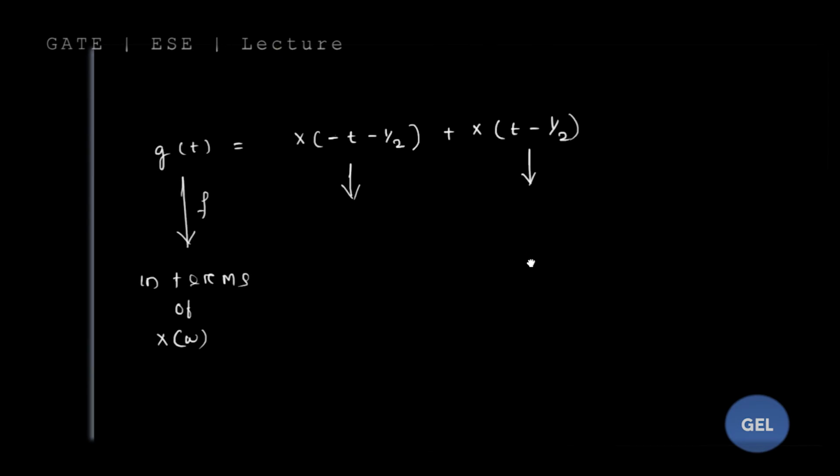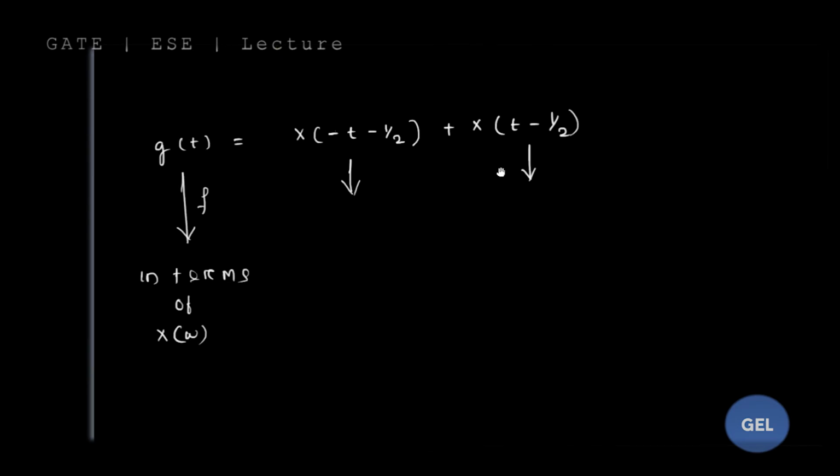What is that important point? X of t minus 1/2, you can easily find out the Fourier transform. That will be nothing but x of omega into e to the power minus j omega by 2, or you can write it as j omega into 1/2. Okay, time shifting property. Now how are you going to find the Fourier transform of x of minus t minus 1/2? Here is the concept. Please remember it. Please follow this pattern. This is the pattern that you need to follow.